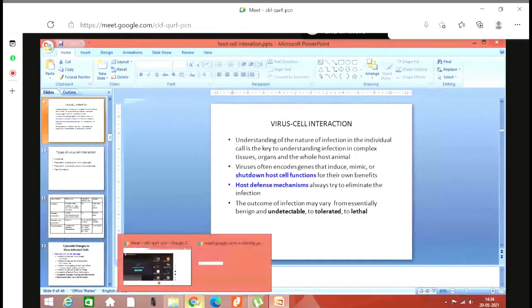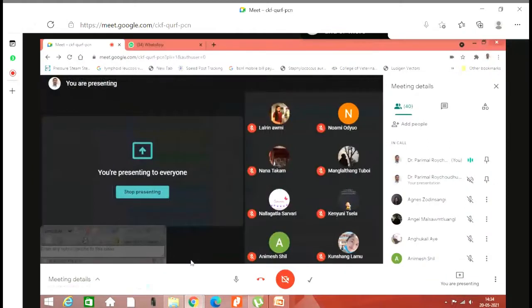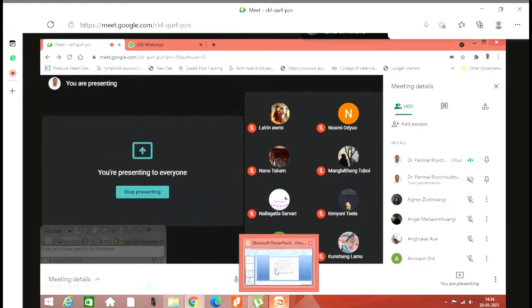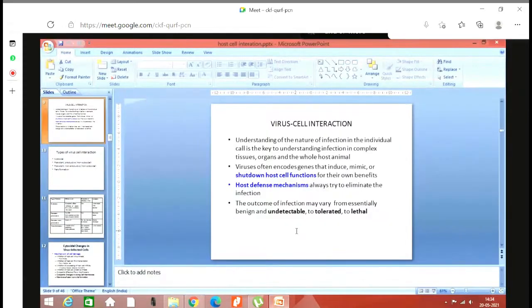So by understanding these virus cell interactions, what are the different consequences? If we know for a particular virus, that even helps us in understanding the disease produced by that particular virus in a species of animal. Whenever any virus enters the host cell, definitely the host defense mechanisms will act to eliminate the infection, right? So in that process, again, there are a lot of changes that occur.